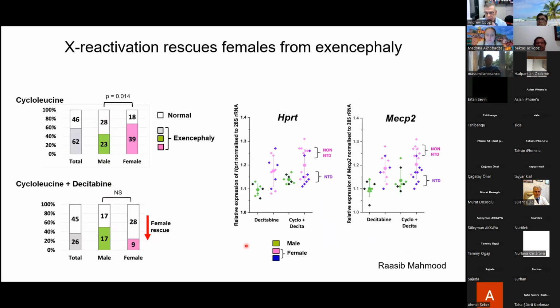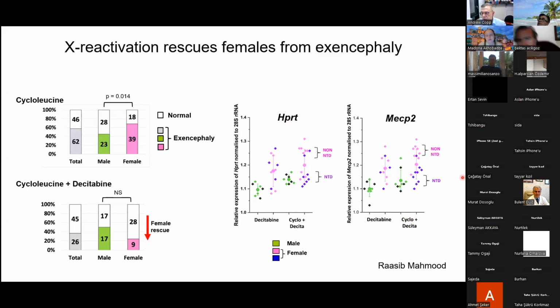Finally, we looked at the expression of two genes on the X chromosome to see whether the decitabine would have increased their expression. Here you can see that the green symbols are the males and the pink and blue symbols are the females. And you can see that the females are showing dramatic increases in expression of these genes when they're treated with decitabine compared with the males.